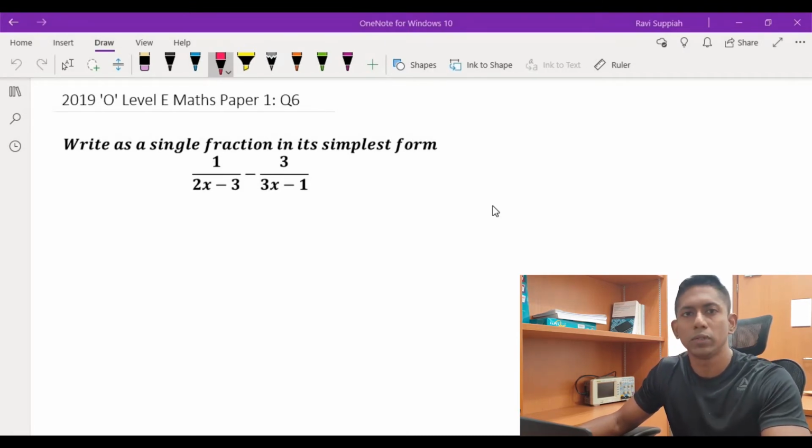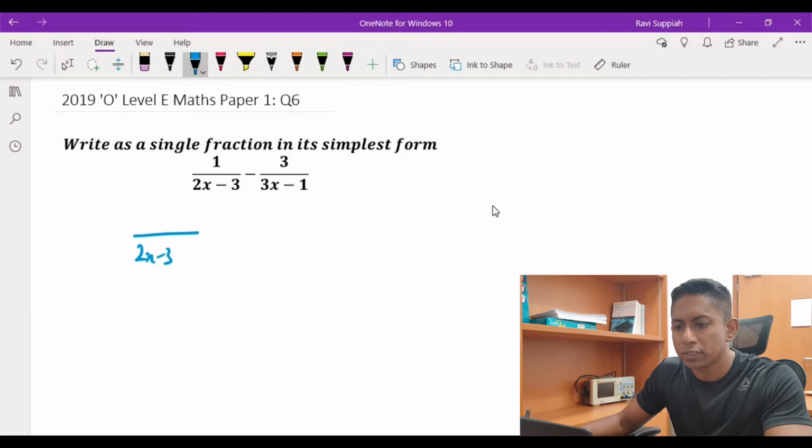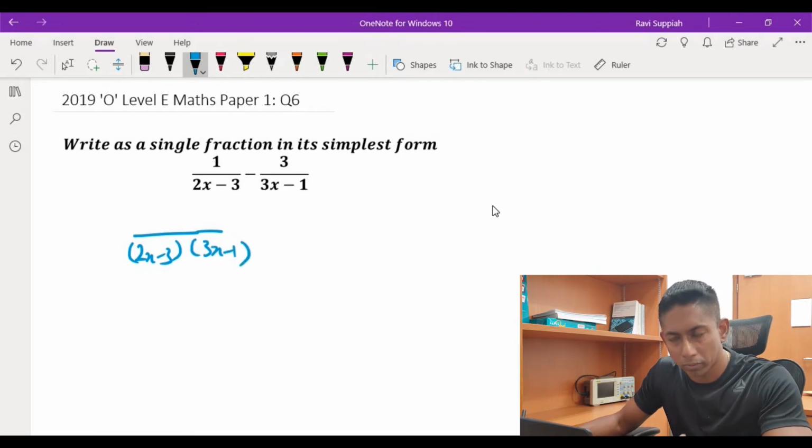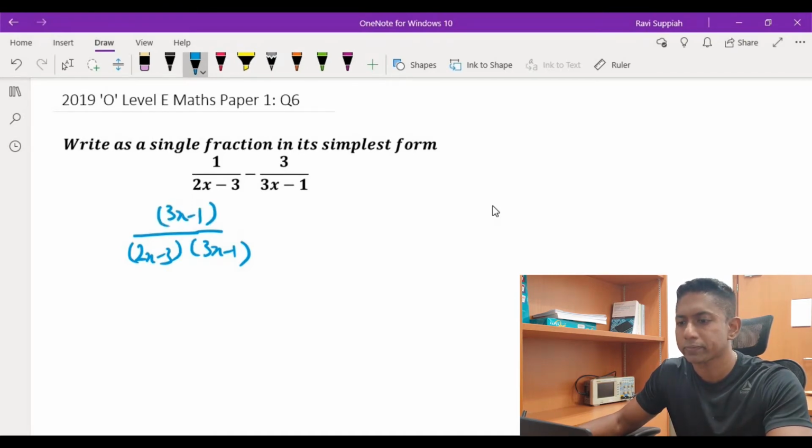So what we need to do is have a common denominator. That is the first step I'm going to perform. For the first fraction here, 2x minus 3 is already given, so I'm going to add in the second denominator, which is from the second fraction over here, 3x minus 1. Since I add a 3x minus 1 to the denominator, I must add a 3x minus 1 to the numerator as well. So I get 3x minus 1 over here.